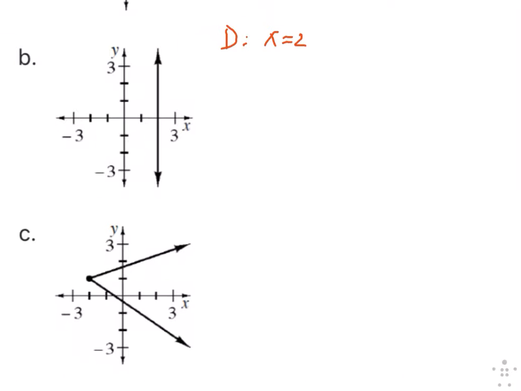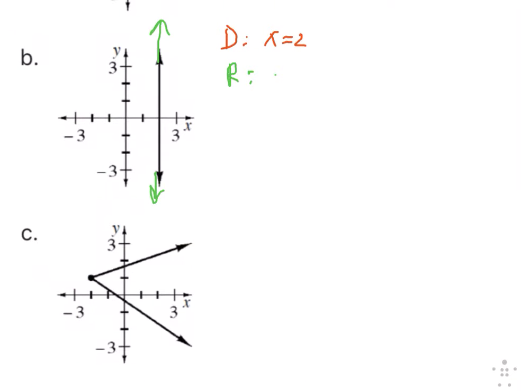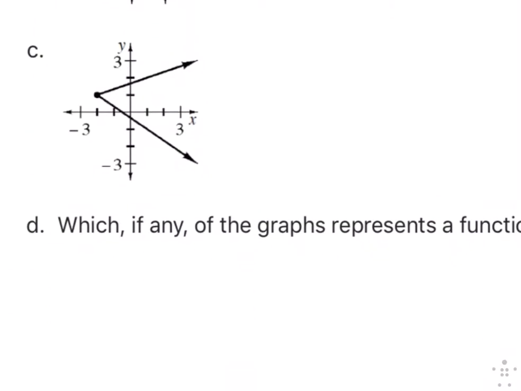The range, however, let's do green, is the y value. Look, it goes all the way up, all the way down, right? So the range is all real numbers. All real numbers, right? Because it goes on forever in both directions. Okay, so that's B. Let's make space, zoom up, C.